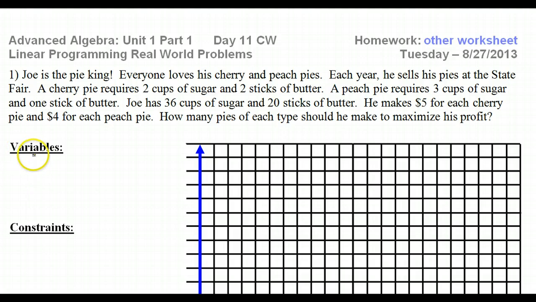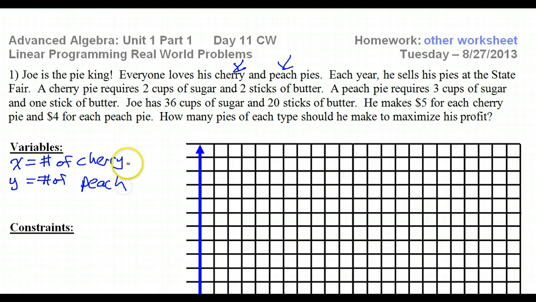First thing we do is the variables. All right, this is about pies. I'm not going to read it. How many pies of each type should he make? What are the pies? We've got cherry, we've got peach. So the variables need to be, X will be the number of cherry pies, and I'm going to let Y be the number of peach pies.